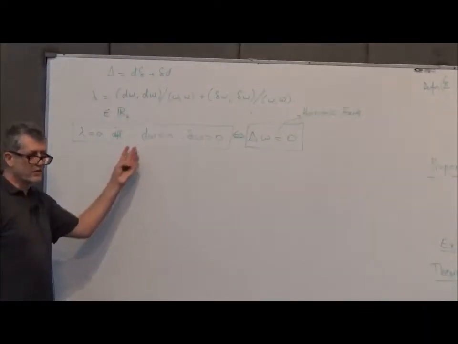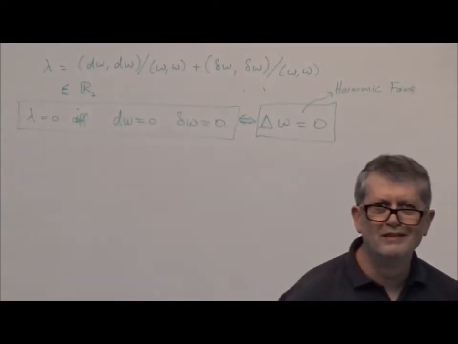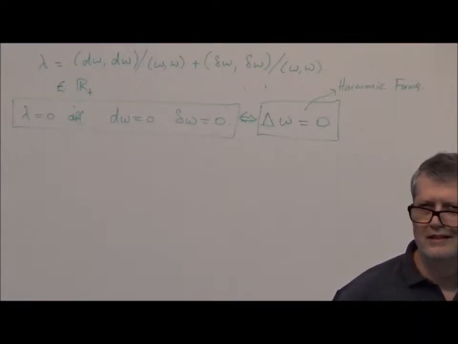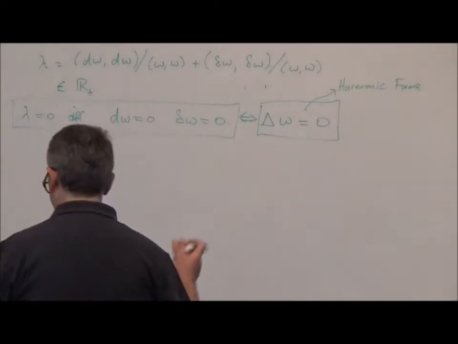Right, so it's in the kernel of both of those maps. How are we doing for time? Ten. It's terrible. Okay, so skip that.